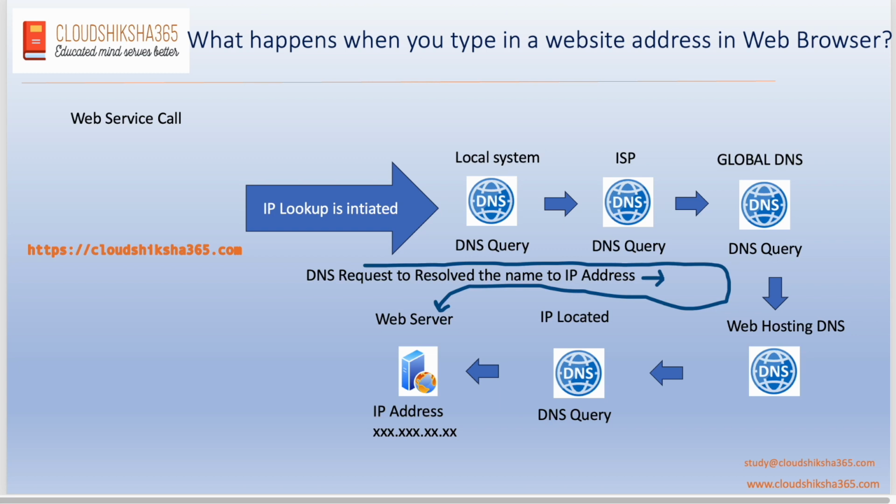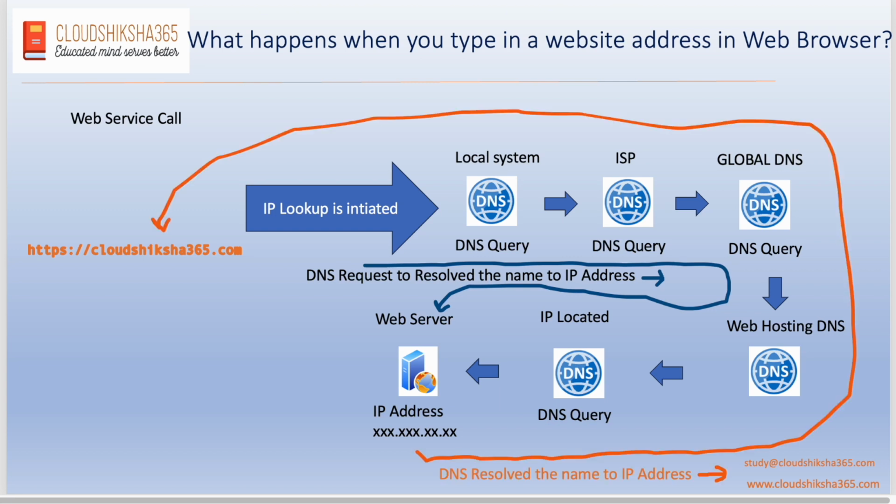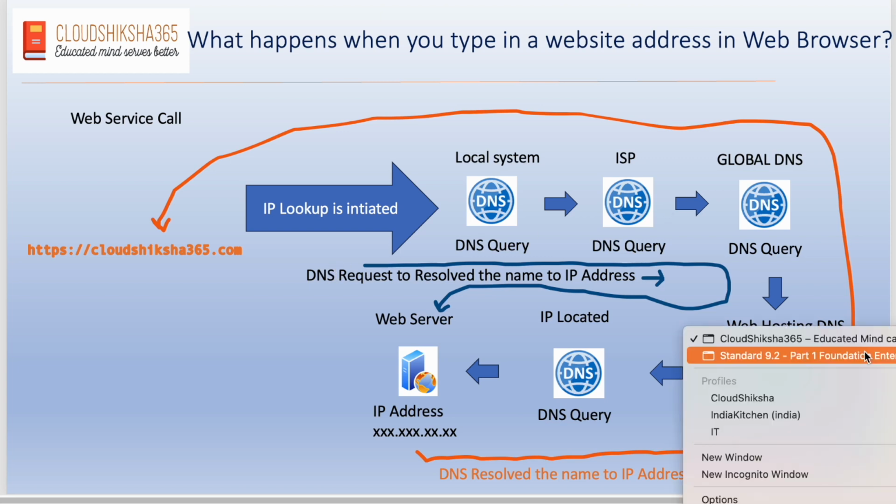So there is a DNS request to resolve the name to an IP address, then it reaches the web server, and then when the name is resolved it sends back the response to the Cloud Shiksha 365 request called from your browser. So then in this whole process you see here, it sends back that yes, this is the IP address, and you can now see the contents reaching and you are able to browse your website. So this is a short walkthrough.